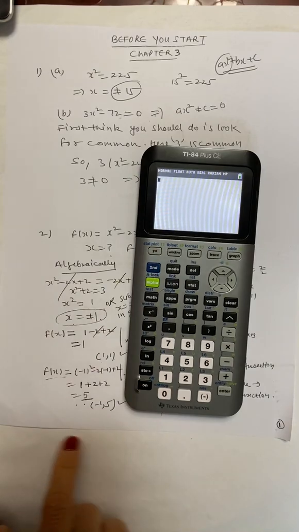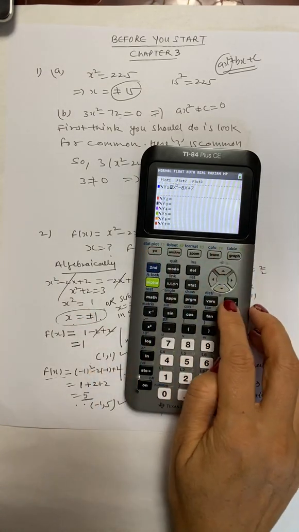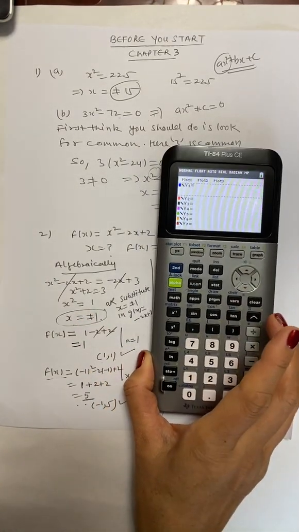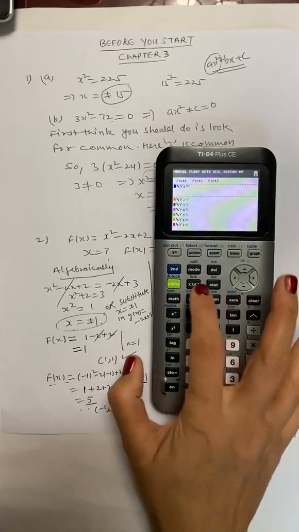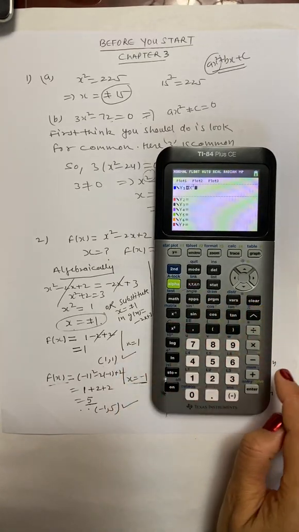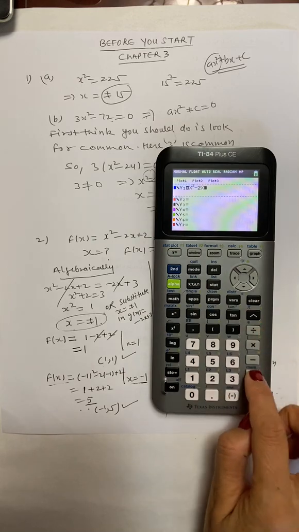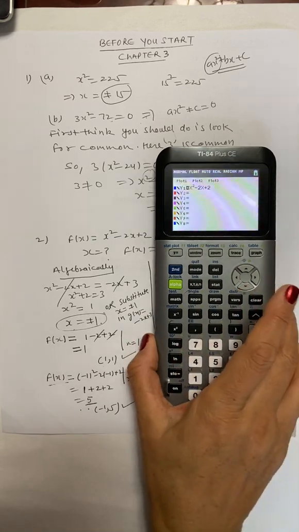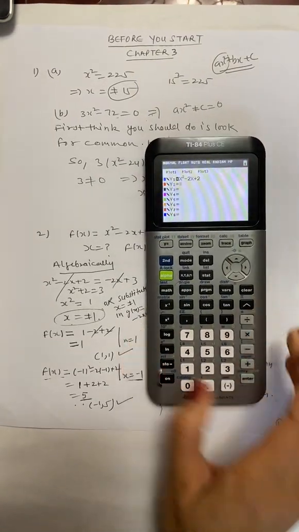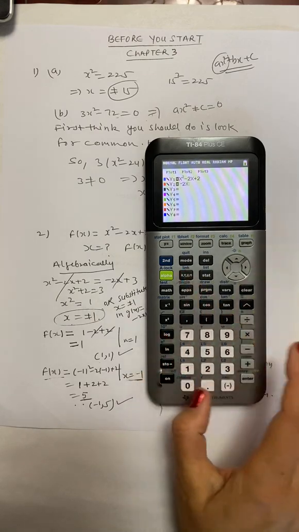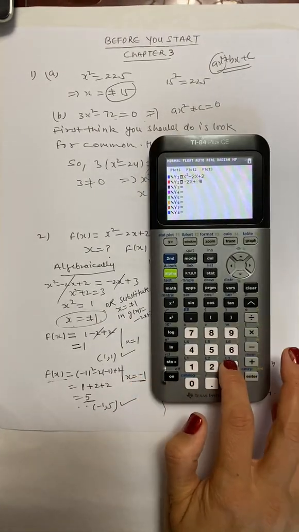So the first thing is we will graph, entering the equation. So y1 is equal to x squared minus 2x plus 2, and then we have g of x, which is equal to negative 2x plus 3.